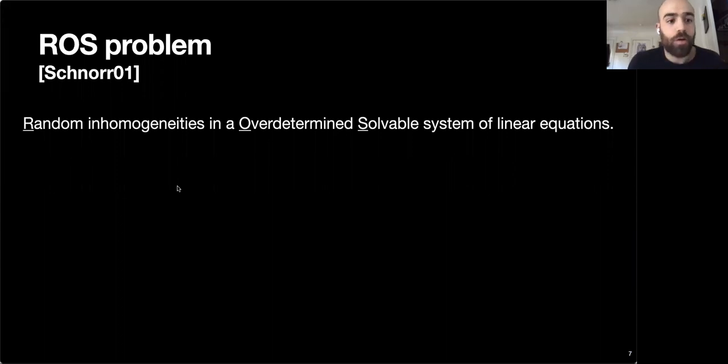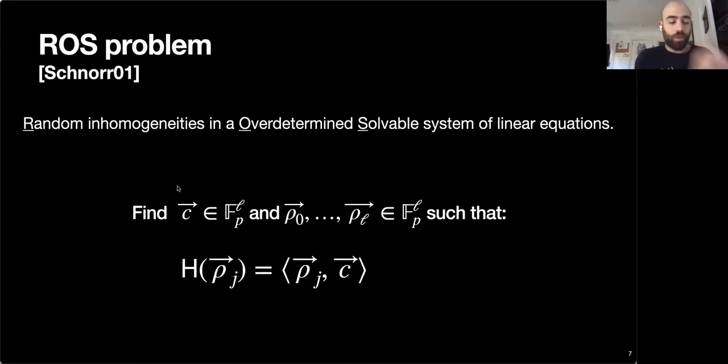So ROS stands for random inhomogeneities in an overdetermined solvable system of linear equations. Don't look at this definition. The cryptographic assumption, what we believe is hard, is the following. I give you a prime P and I give you a number L. You have to find a vector of length L, and L plus one vectors, again of length L, such that the inner product of each of these vectors with this vector of coefficients C lands in the image of the hash function. The image of what? The vector itself.